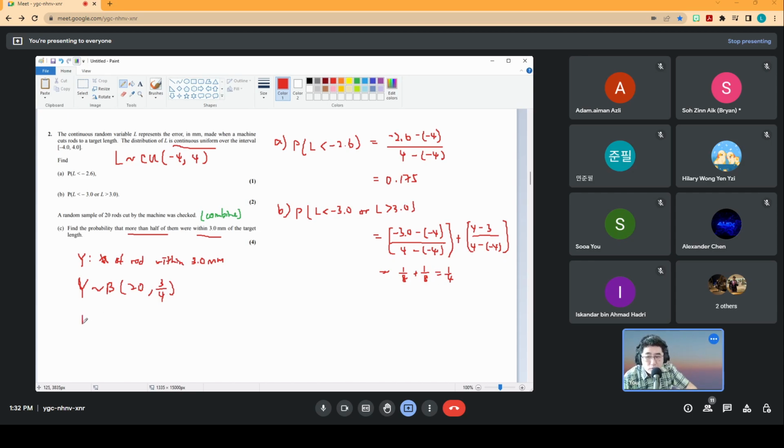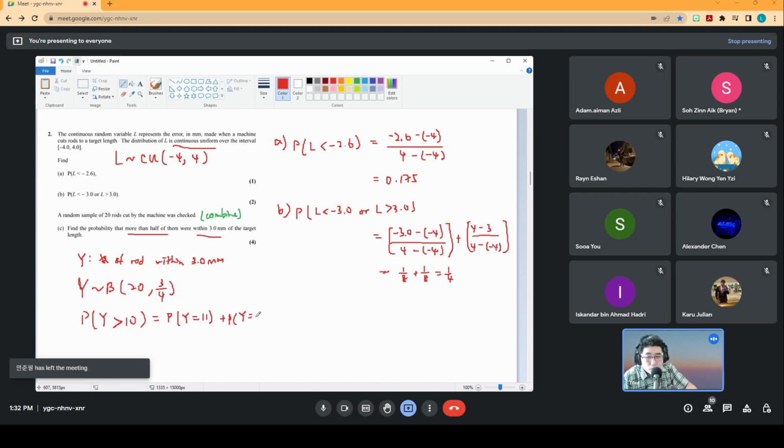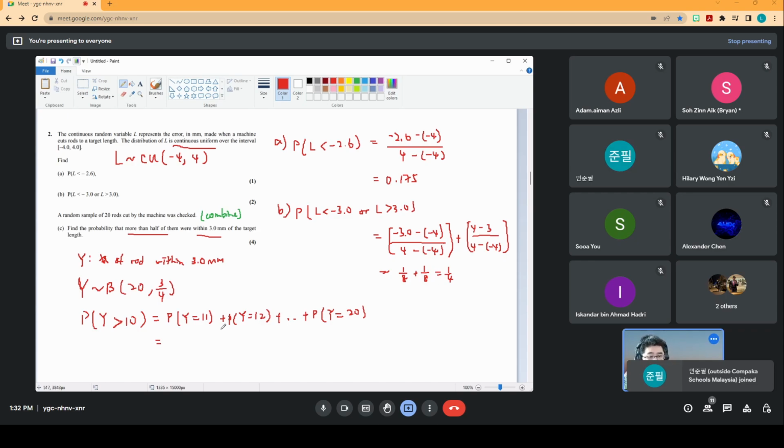Now they say more than half. Why more than half? More than 10. So I will have P(Y = 11) plus P(Y = 12) all the way to P(Y = 20). How do we calculate this in the fast way using binomial? Anyone?